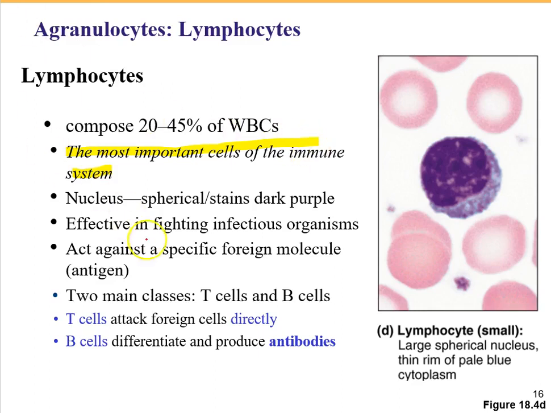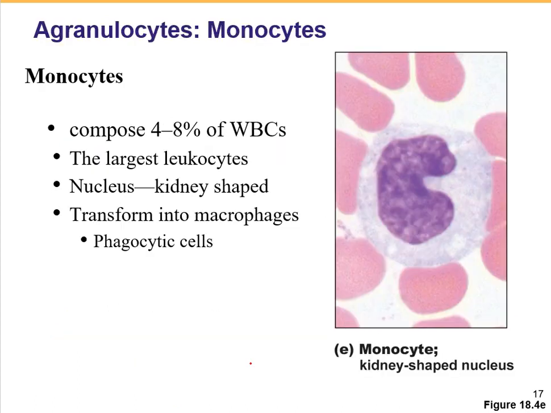So please don't forget, T cells and B cells are the two main classes of lymphocyte, which are the most important cells of the immune system, and they act differently from each other. T cells attack foreign cells, like tumor cells, directly, but B cells are going to differentiate into other cells called plasma cells, which can then produce the antibodies.